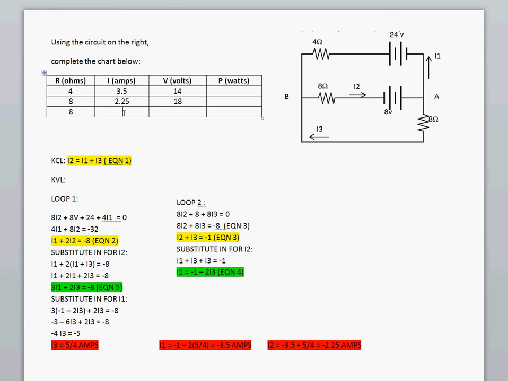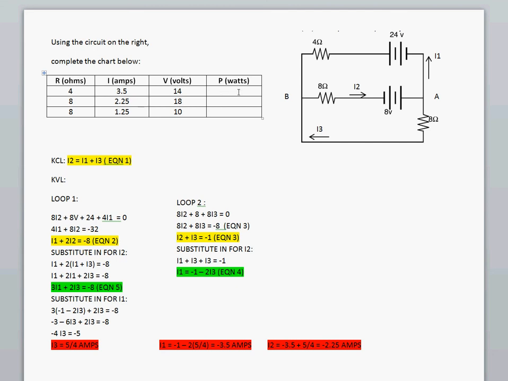And then if we look at the last one, this one right here, the current going through that is I3. And that's 5/4 of an amp, or 1.25. And then the voltage drop across that is going to be 8 times 1.25, which gives us 10 volts. There you go.